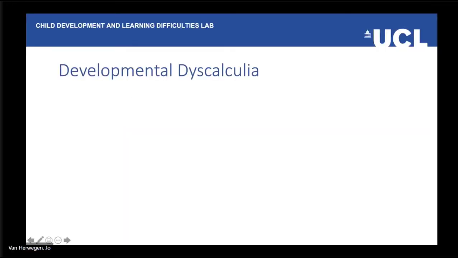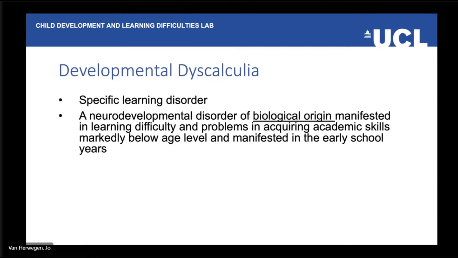Here we go. So what do we mean by developmental dyscalculia? It's a specific learning disorder, a neurodevelopmental disorder of biological origin, manifested in a learning difficulty and problems in acquiring academic skills markedly below age level. These difficulties manifest from early school years onwards. So we can already see that children with developmental dyscalculia start having difficulties with mathematical abilities from early years onwards.